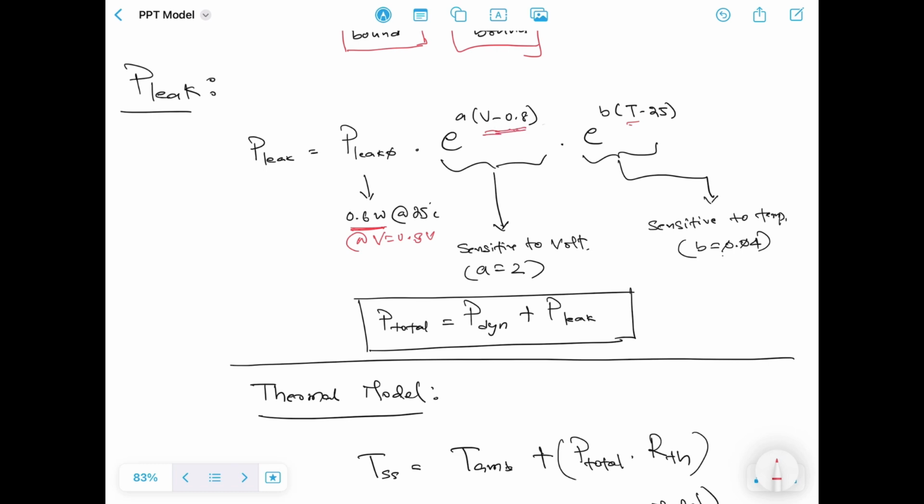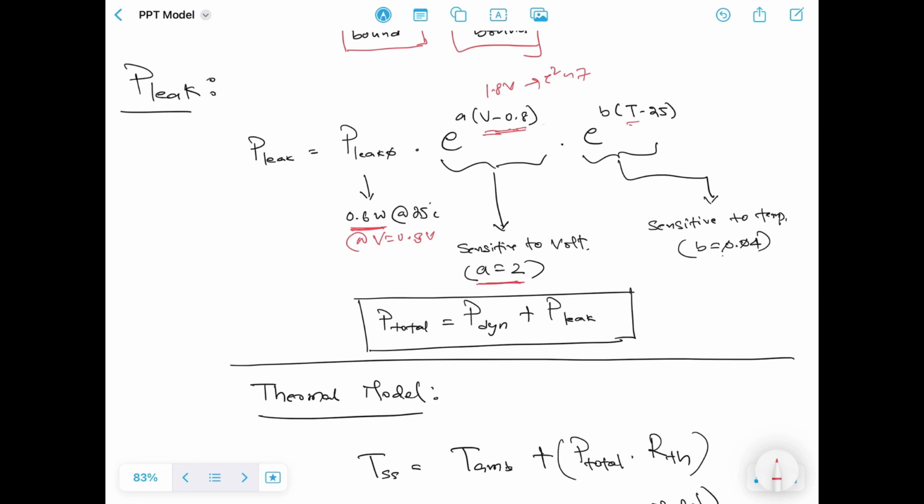Now the idea of these exponentials is that the constants, the A and B constants here, are the sensitivity parameters for the voltage and temperature. For voltage, this value A is set to 2. So what this means is that for, let's say, a 1.8 volt increase in voltage, this term will become e squared, which comes out to approximately 7. So for every 1.8 volt increase in voltage, we will see a 7 times increase in the leakage power.